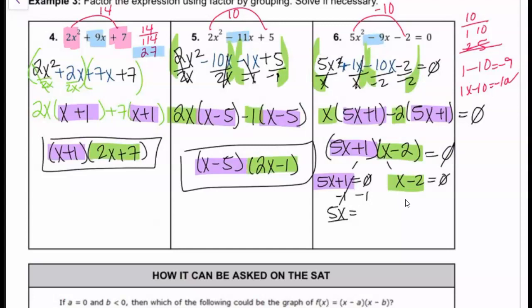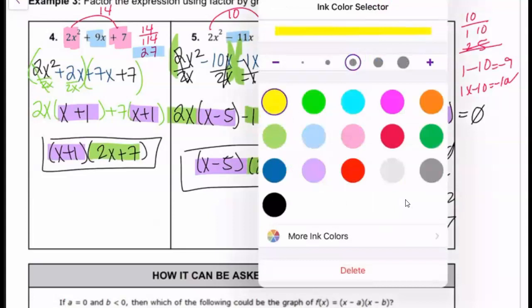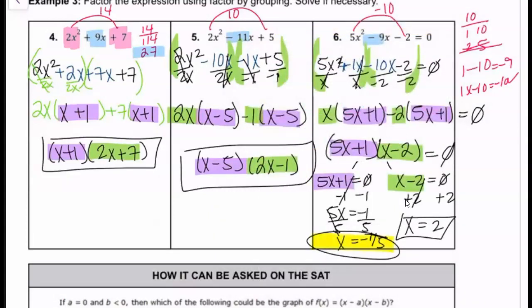5x equals negative 1, because 0 minus 1 is negative 1. Divide both sides by 5. So you get x equals negative 1/5. And then for the next part, I have x minus 2, so I'm going to add 2 to both sides. And you get x equals positive 2. So my answers this time are these two expressions, x equals negative 1/5 and x equals positive 2.